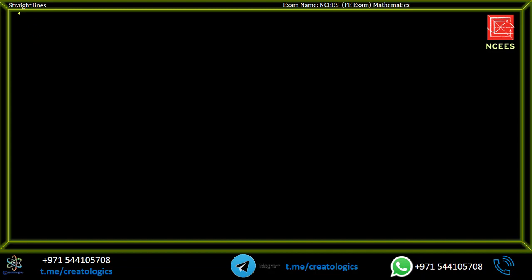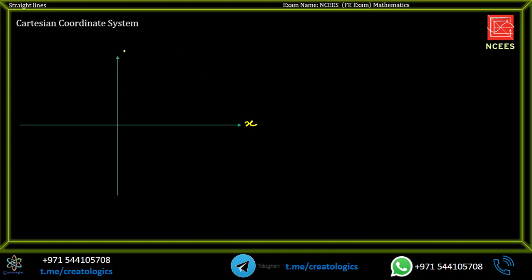In this session, before directly jumping to the straight line, we will do some concepts or basic rules of coordinate geometry. Okay, so let us start with the Cartesian coordinate system. The Cartesian coordinate system has a horizontal axis which is called the x-axis, and a vertical axis, which is called the y-axis. The point of intersection of these two axes is called the origin. Coordinates of the origin are 0, 0.